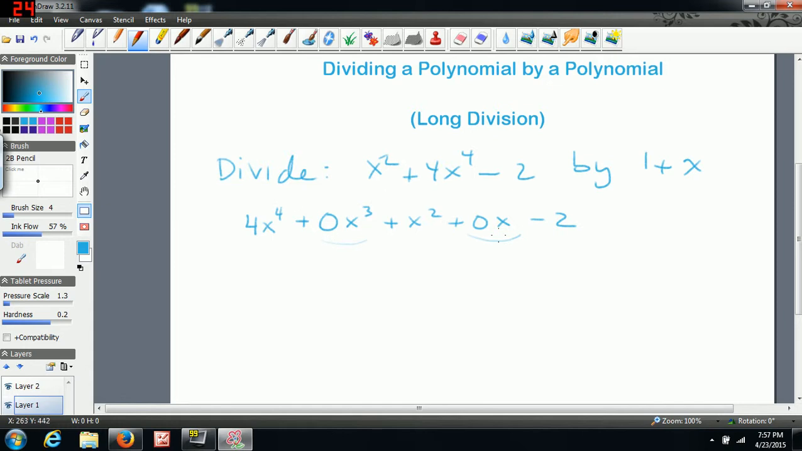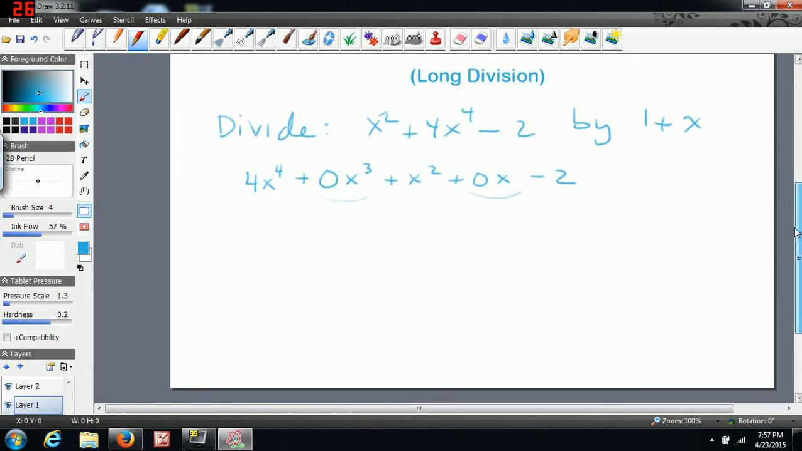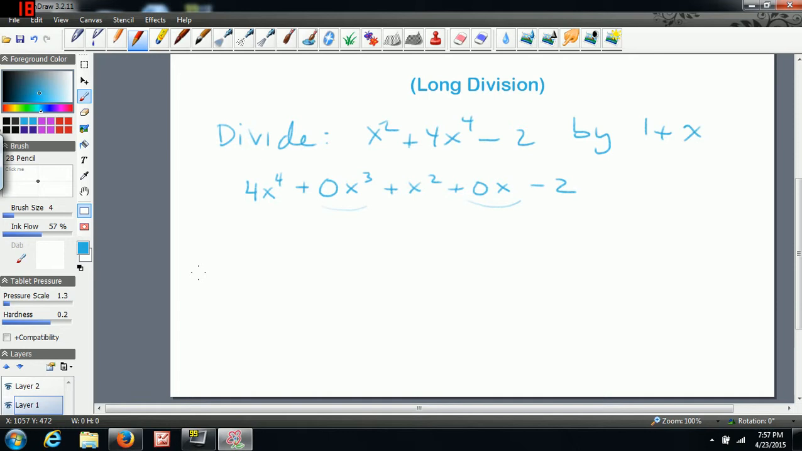Okay, so once you do that, you're going to set up a long division type scenario. So you're going to do x plus 1, and you're going to divide that into, because you're dividing this by this, divide it into 4x to the 4 plus 0x cubed plus x squared plus 0x minus 2. Okay. Now, what we do first is we do this just like division.